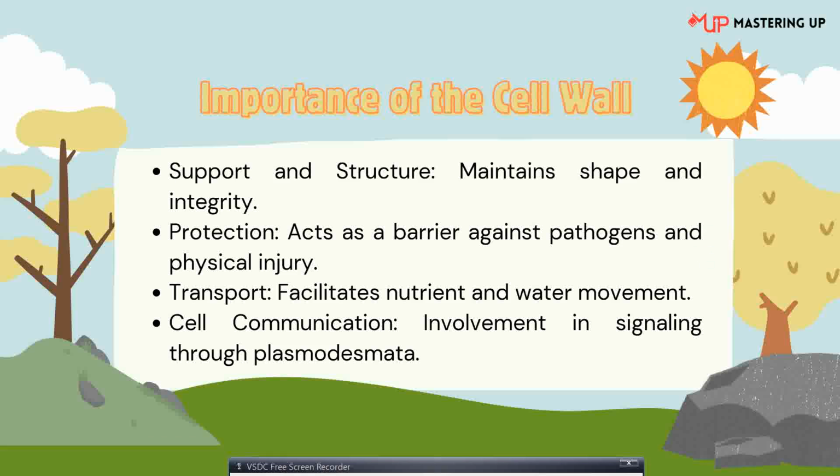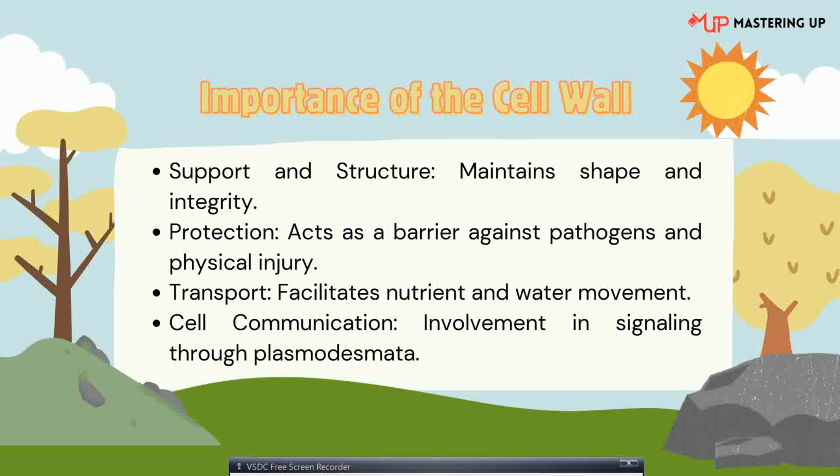Now, the importance of the cell wall. Why do we need a cell wall? We need the cell wall for support and structure. It maintains the shape and integrity of the cell, okay. The cell wall doesn't change its shape, it has a rigid structure, that's why it is known as a rigid structure, okay. So it is rigid and it maintains the shape and structure of the cell.